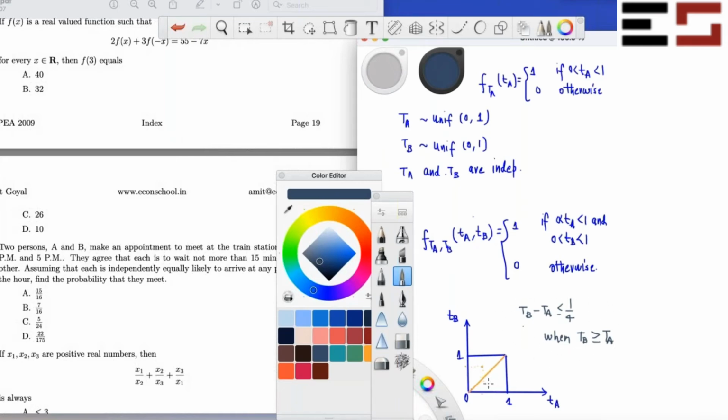Okay, similarly you can do the same thing for the other person. So TA minus TB should be less than or equal to 1 by 4 when TA is greater. Is that fine? Okay, now all that you have to do is just plot this line, which is TB equal to 1 by 4 plus TA. So TB is equal to 1 by 4 plus TA will look like this. Similarly, TA is equal to 1 by 4 plus TB will look like this.